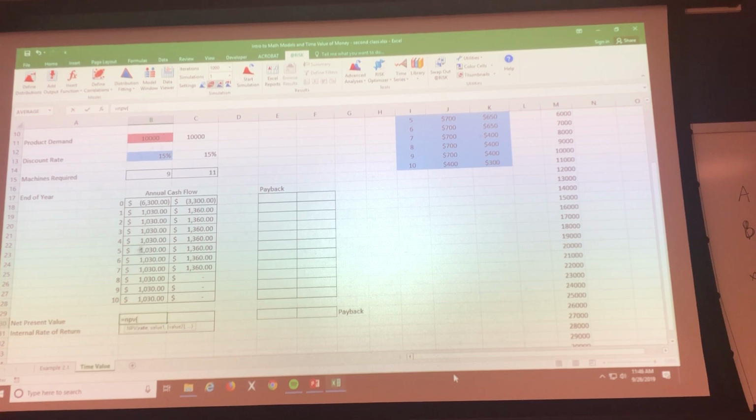What's the normal rate that your company expects? You might get this from your management. It just might be sort of industry-wide. There's just an expectation that when you invest in something you're going to get some sort of return. So somebody's going to give you that hurdle rate, okay? Well, we've got a hurdle rate of 15%. So I'm going to reference that cell.